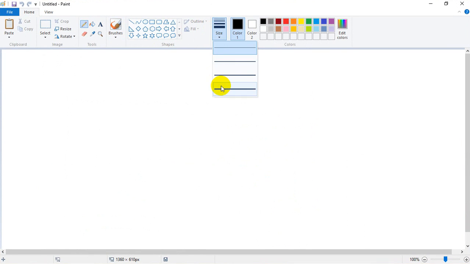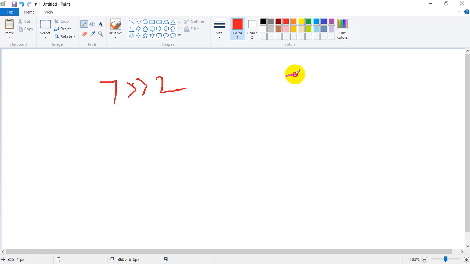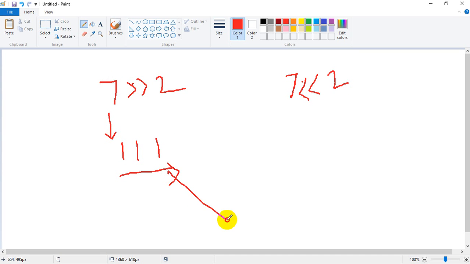I'm going to show you 7 right shift 2, and 7 left shift 2. Let's see this now. 7, when you convert to binary, is 111. Now right shift 2 means you have to push this to the right side. Let's assume there is a hill here, and these two things will fall off, and only 1 will remain. So when you convert this one to decimal, 2 power 0 into 1, that will be 1.